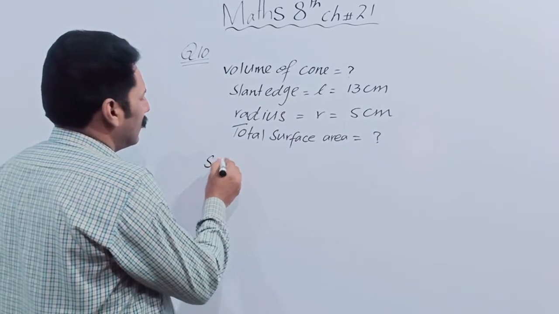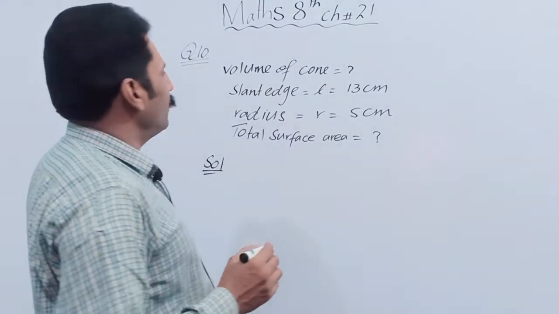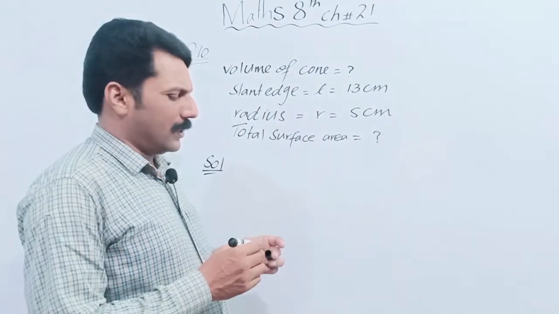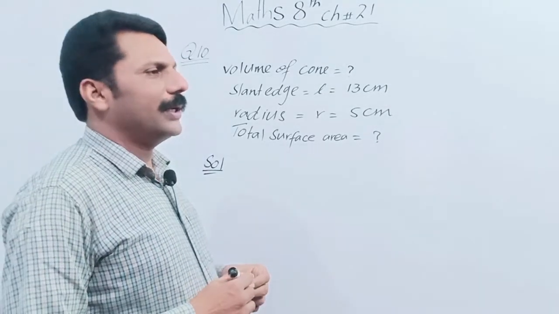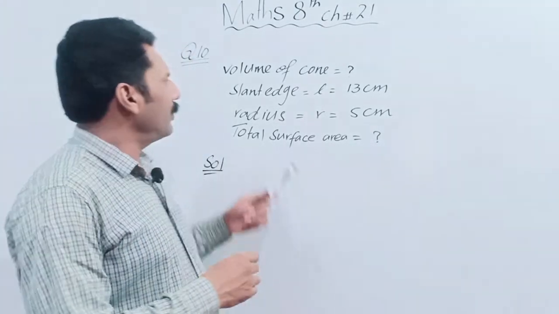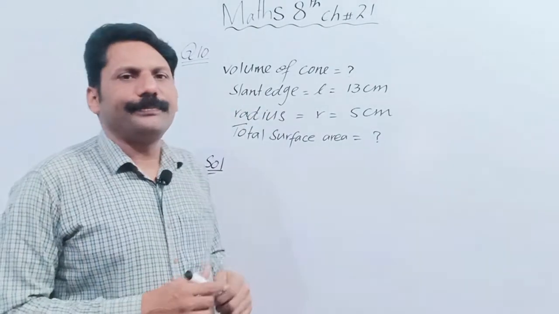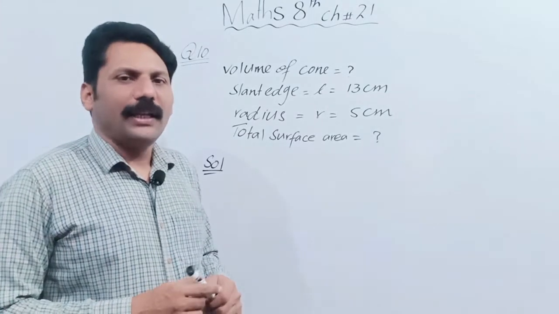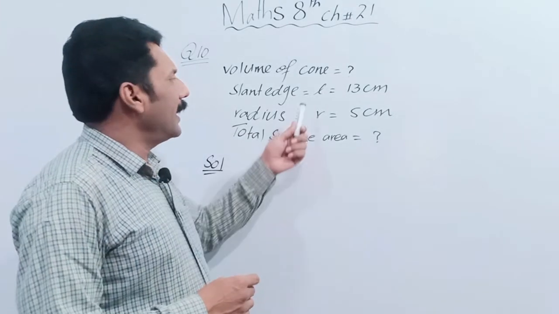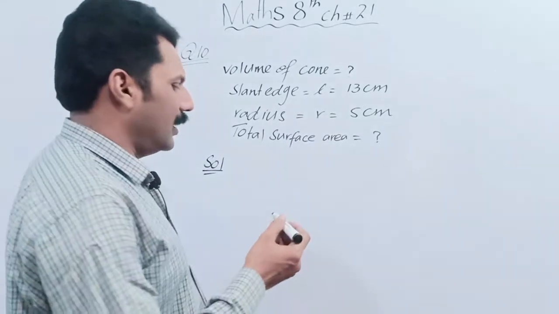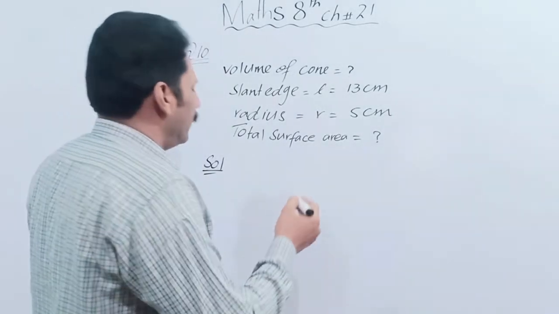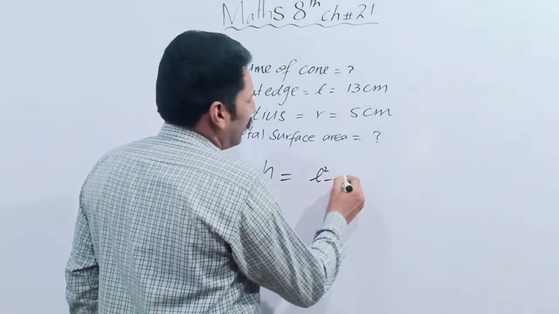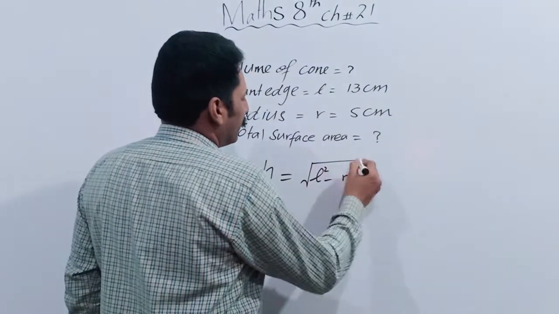Solution. Students, you know that volume of cone is equal to 1 over 3 pi r square h. So here we don't have h, height of the cone. I have already told you three formulae in the last video how to find h if L and R both are given. So today again, first of all, we will find h. So h is equal to L square minus R square and its square root.